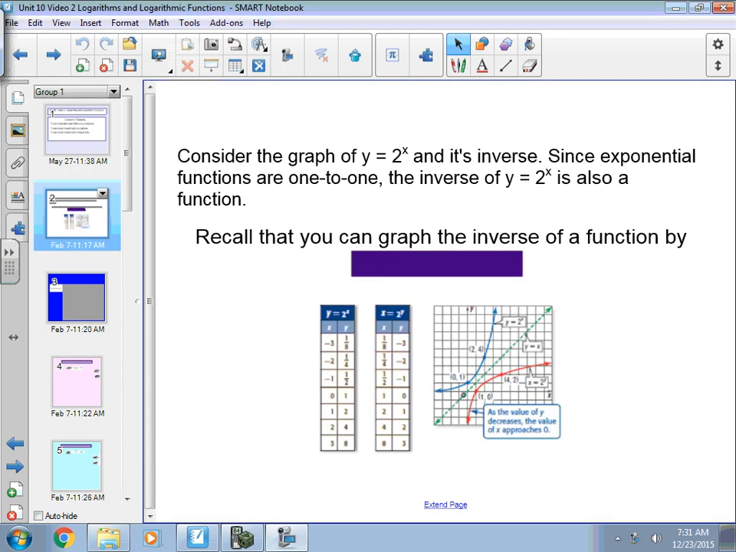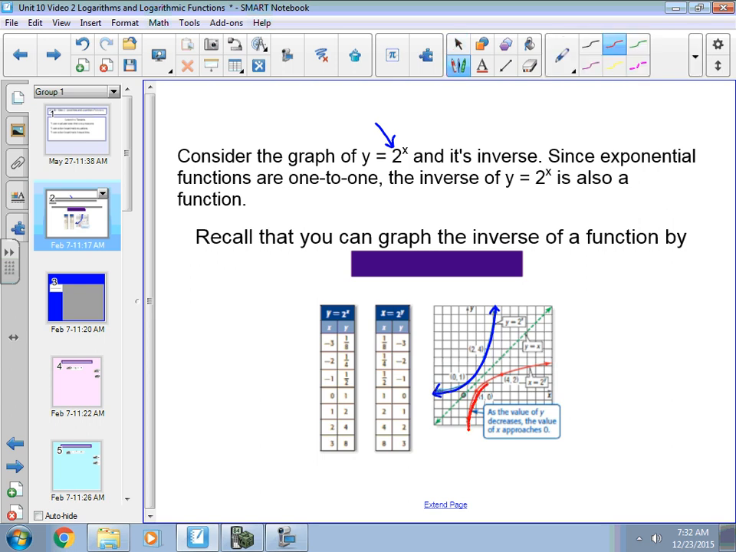All right, so first consider the graph of y equals 2 to the x and its inverse. Okay, so 2 to the x, that's an exponential equation. We've looked at exponential equations before. You get one of these growth equations, or you could also have an exponential decay equation, but this one's growth since 2 is a number bigger than 1. And since exponential functions are 1 to 1, that means the inverse of 2 to the x is also a function. And that would be this red graph right here.